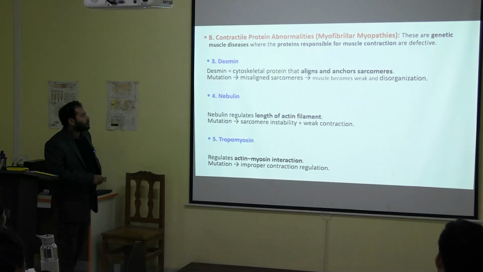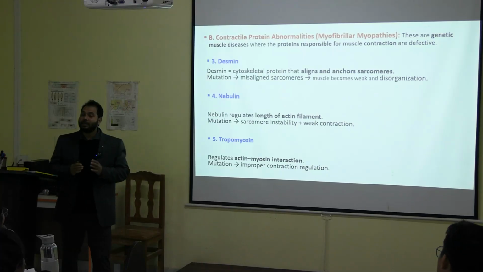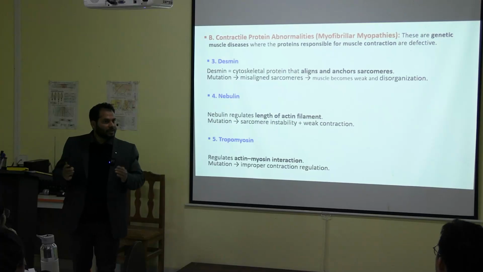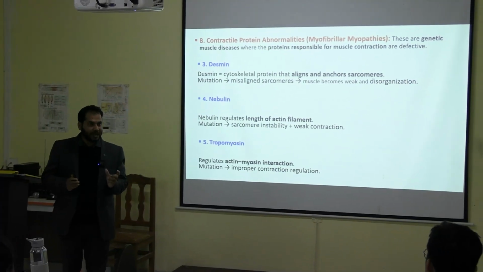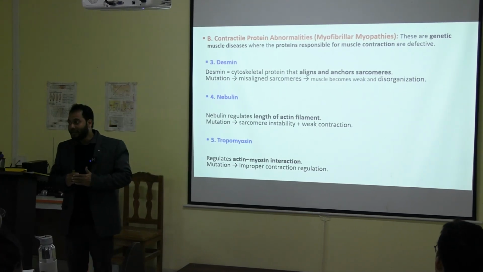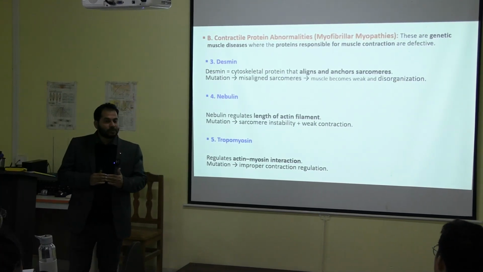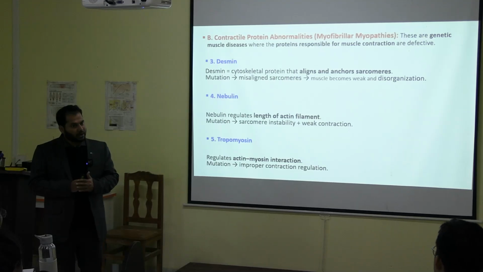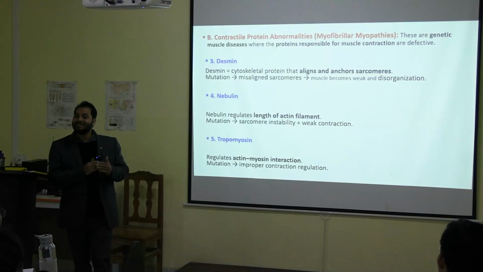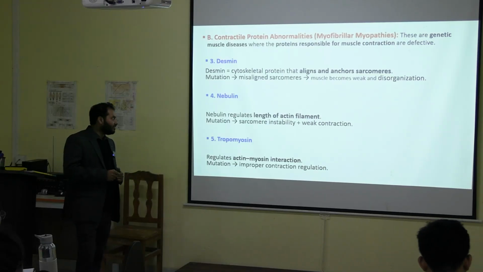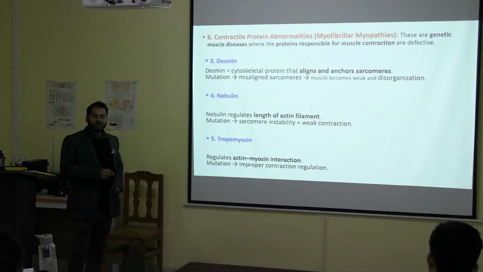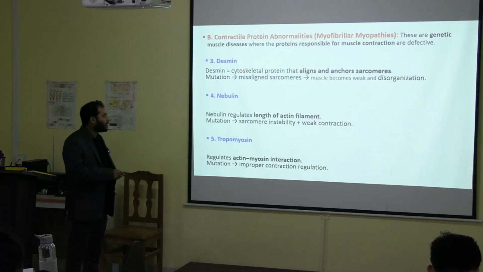Nebulin, which regulates the length of actin filaments. We have seen the actin filaments are attached to the Z disc on both sides of the sarcomere, right? It has a specific length, and that length of actin filament is very vital to maintain the cross bridge between actin and myosin, right? The interactions between actin and myosin. But sometimes you can see there are changes in the length of actin filaments. So due to the changes in the actin filament length, the sarcomere becomes unstable, right?